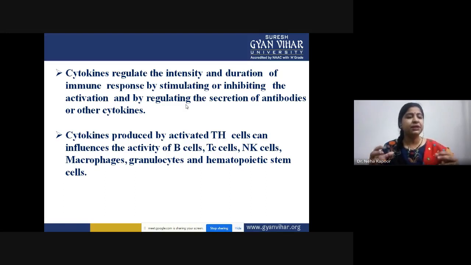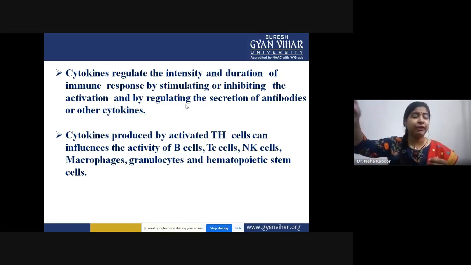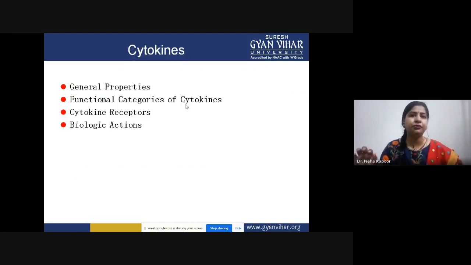Most of the time, these cytokines are produced by activated T helper cells. And that is why these cytokines can in turn affect the activity of B cells, which are the main cells that produce antibodies. They can affect the activity of cytotoxic cells, natural killer cells, macrophages, granulocytes, and hematopoietic stem cells. So these cytokines play a very important role in mounting the immune response.